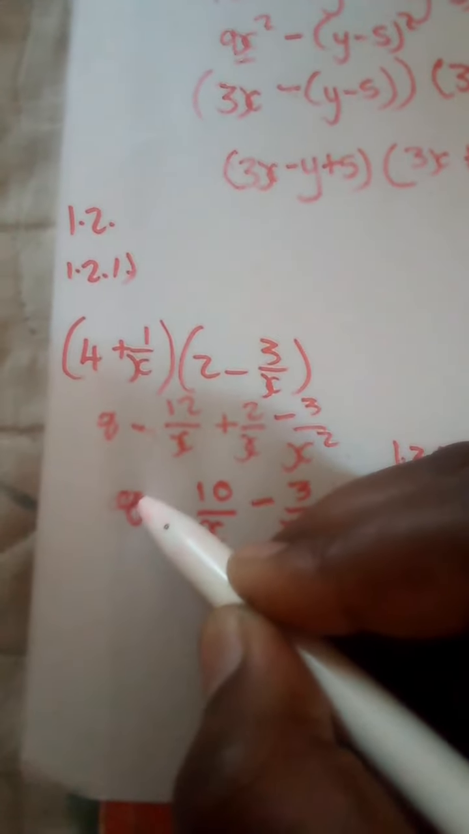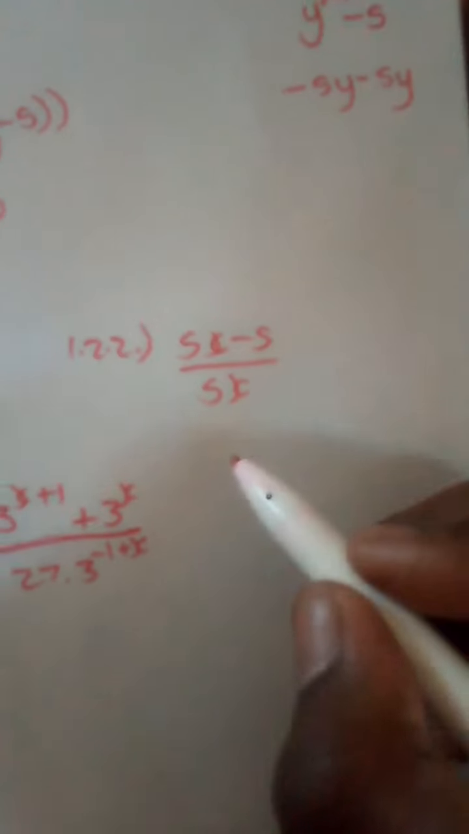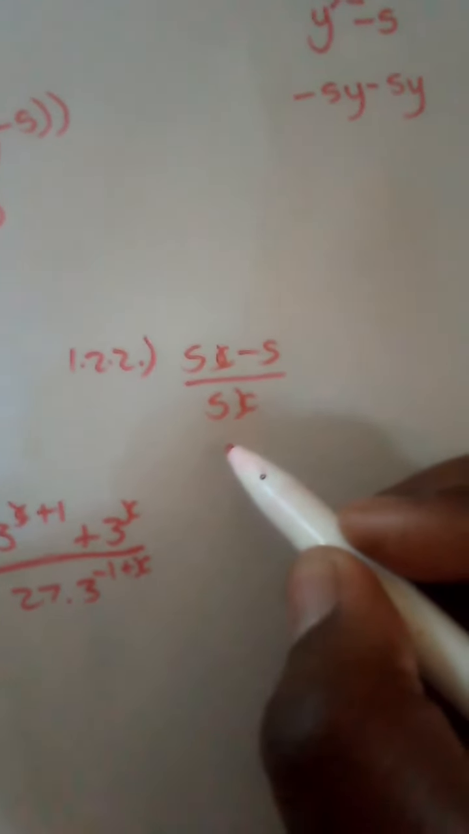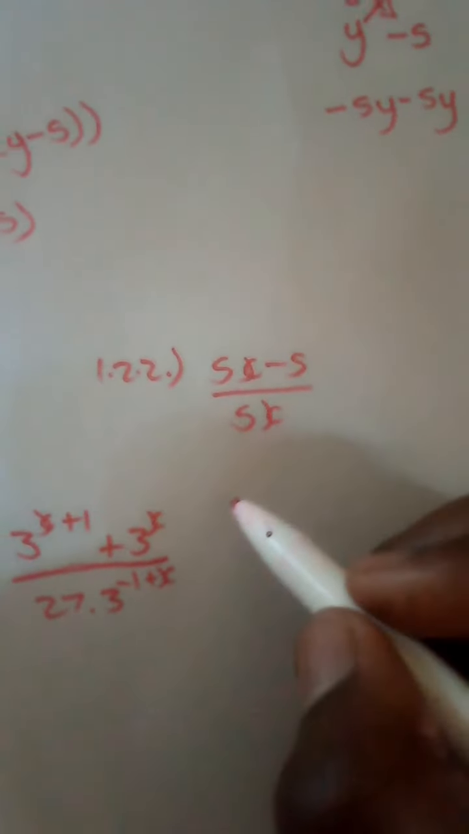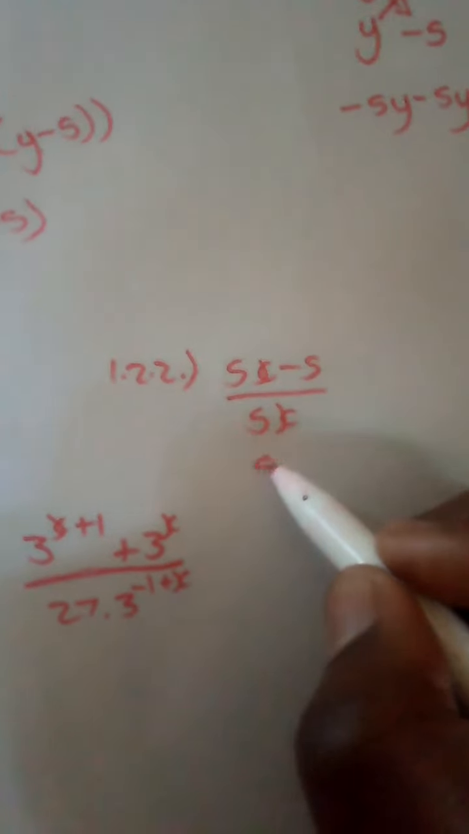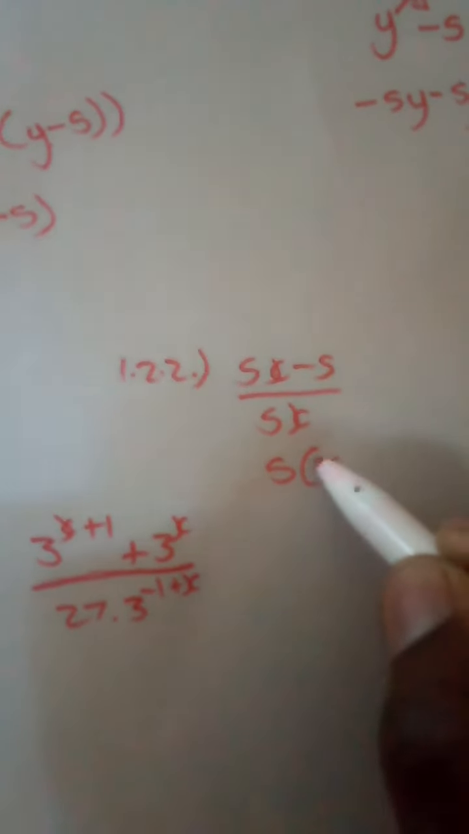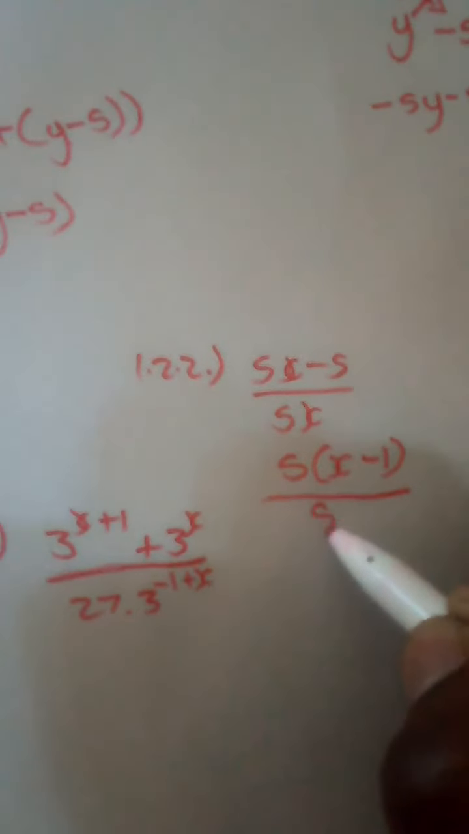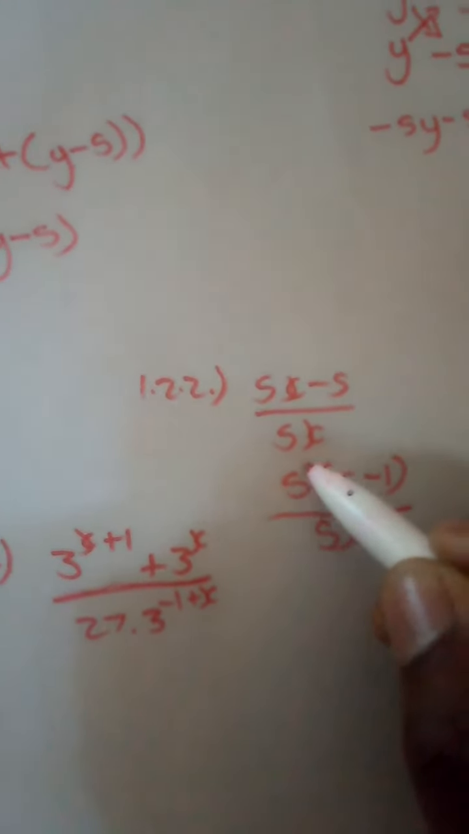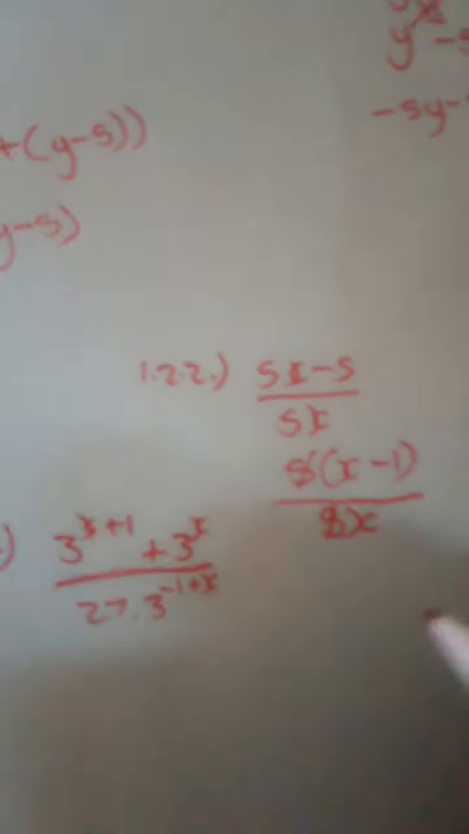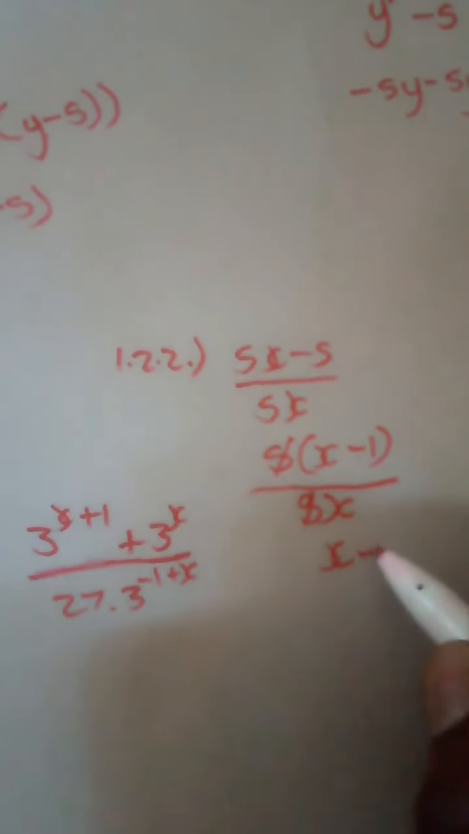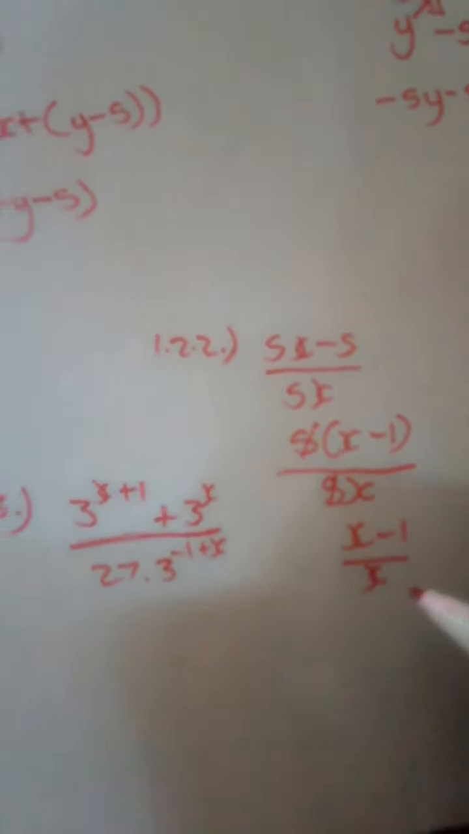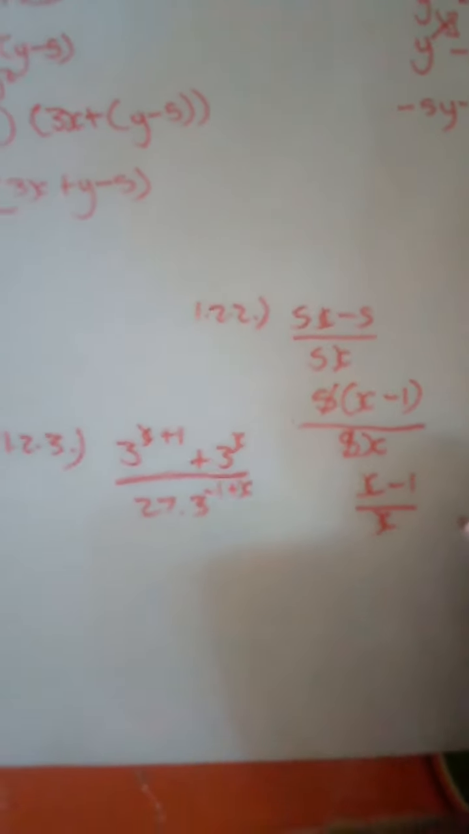Then we come to the next one. All we have to do here is factorize the top value. The common factor is 5 into x minus 1, over 5x. And the 5s cancel each other. Our final answer will be x minus 1 over x. That will be our final answer.